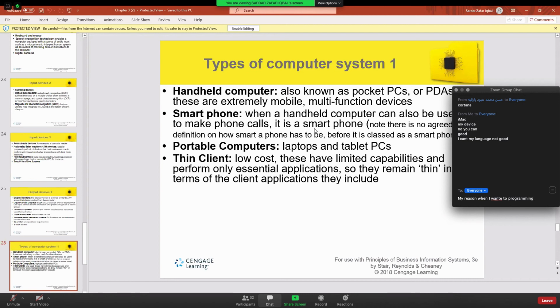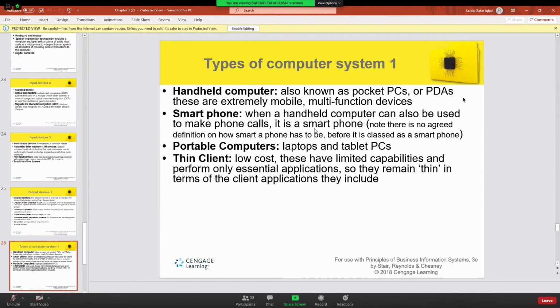So a thin client is a kind of computer, but it is a different kind of thing. It's specialized. Normally, organizations use thin clients for communication, for networking within the offices. Many organizations are using them. Microsoft has some good thin clients. It is used to perform special tasks, the essential applications only.